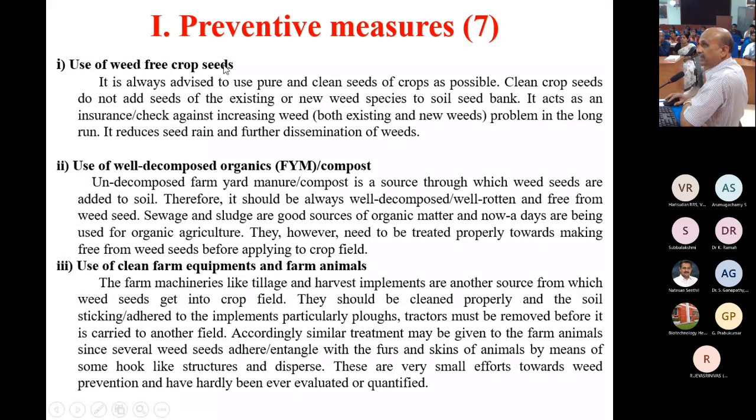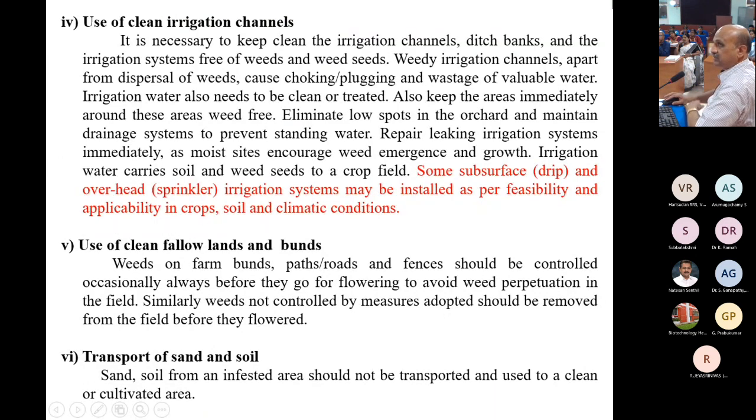Okay, coming to preventive measures, again, use of weed-free crop seeds, you know well, I will not go into detail, and use of well decomposed organic matter. The organic matter is another source of weed menace, so well decomposed or rotten organic matter needs to be used, and use of clean farm equipment and farm animals, and use of clean irrigation channels. With wild flooding, weed seeds are transported from one field to another field. So in that event, use a drip or sprinkler method of irrigation. But these are all very basic information.